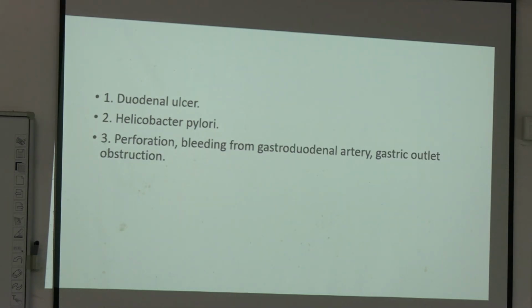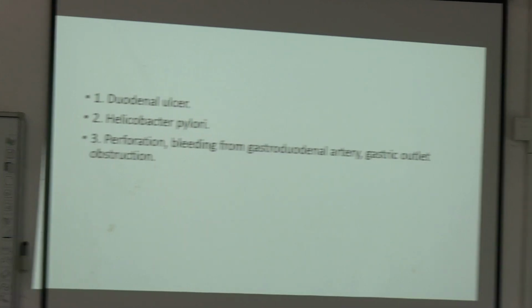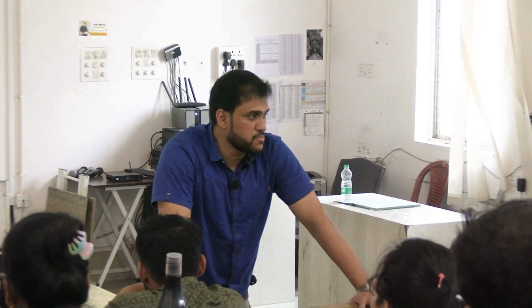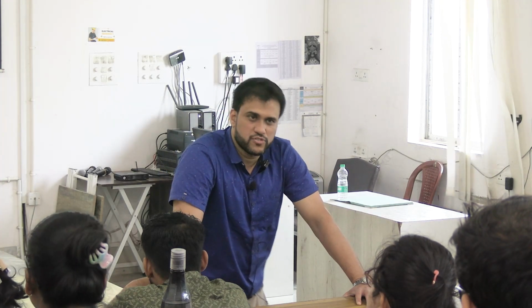Mention 3 complications. Perforation, bleeding from gastroduodenal artery, gastric outlet obstruction. Which means again, entire peptic ulcer disease must be at your fingertips. Peptic ulcer disease is very important. Difference between gastric ulcer and duodenal ulcer, especially microscopic features of peptic ulcer. All those zones, zone of necrosis, zone of cicatrization, etc. Where repair is happening, all those things must be at your fingertips and you must answer them. These three are not the only questions, there are so many things that you have to study. Okay.